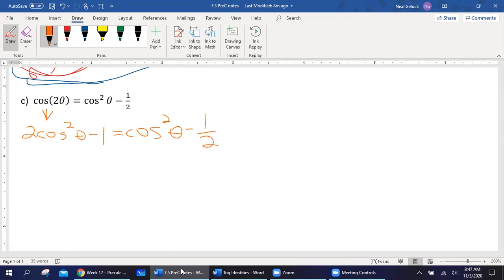If I group the cosine squareds together, if I subtract off a cosine squared, 2 of those minus 1 is going to leave me with 1 cosine squared. If I add this one over to the other side, I've got cosine squared equals a half.